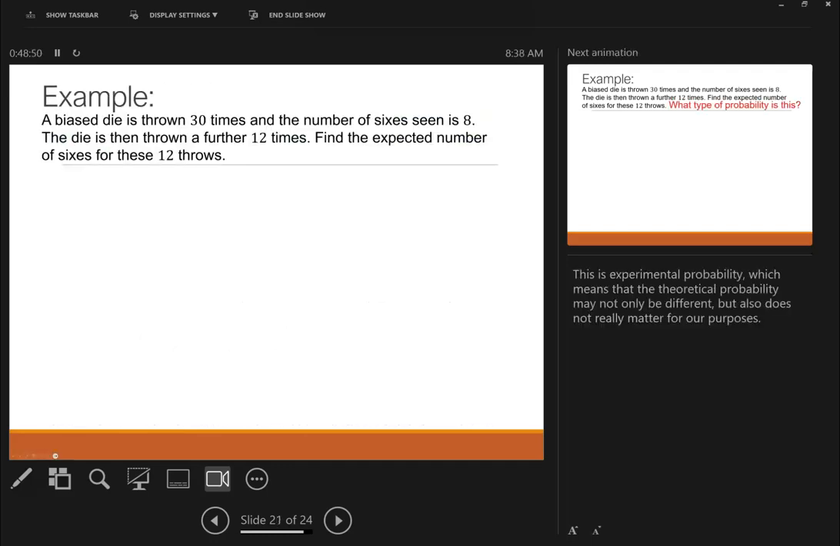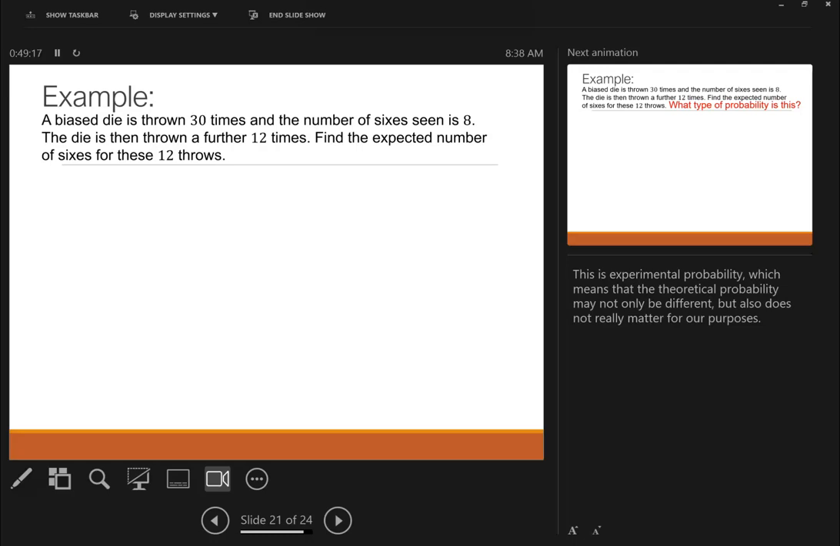All right, let's look at this situation. A biased die is thrown 30 times. The number of 6s seen is 8. The die is then thrown a further 12 times. Find the expected number of 6s for those 12 throws.